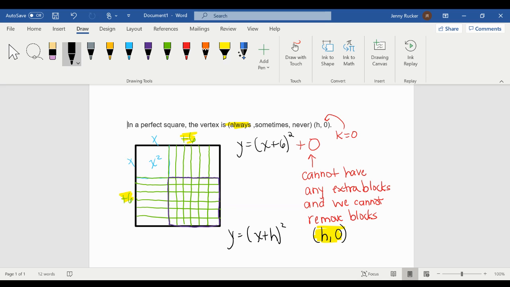Now, what does this mean as far as the graph goes? Well, that's pretty useful. So this means that our vertex must be on the x-axis. So we could have this as a perfect square, or we could have this as a perfect square. So it can open down, and it would be h, 0, where the vertex is on the axis.